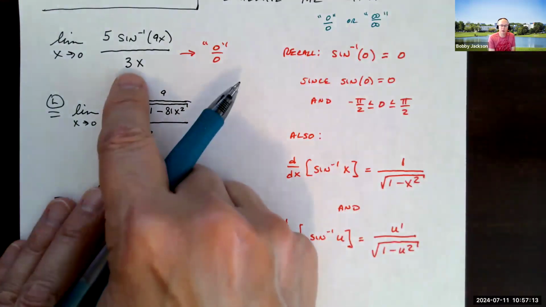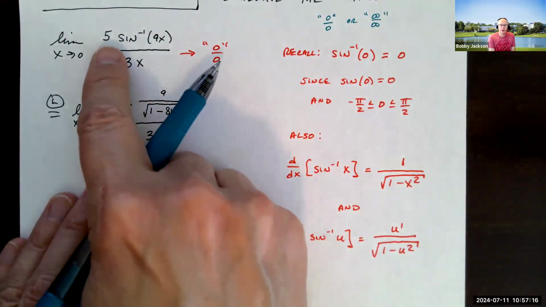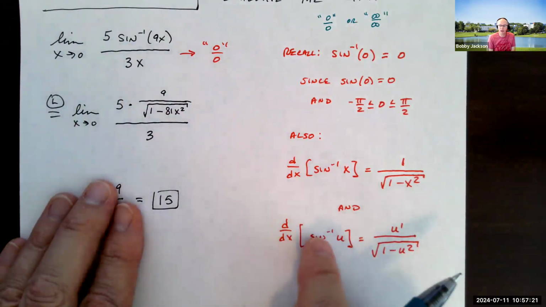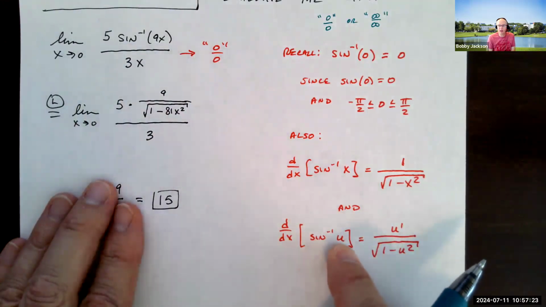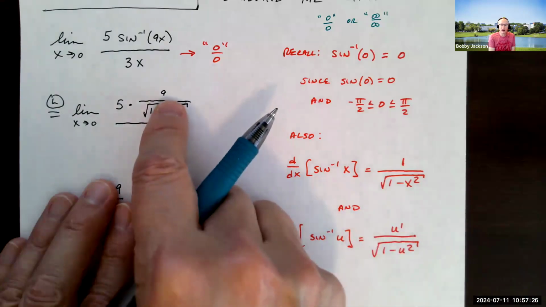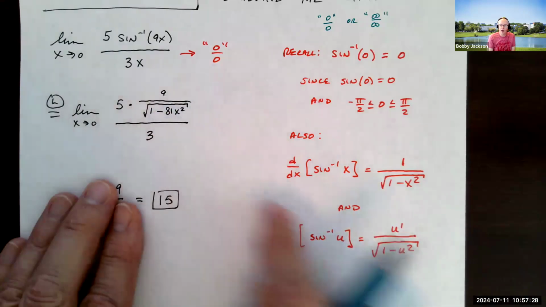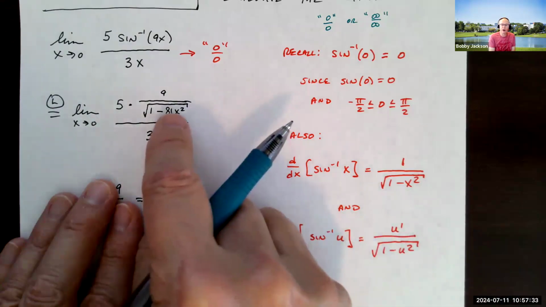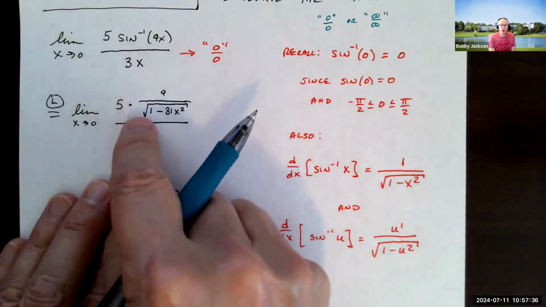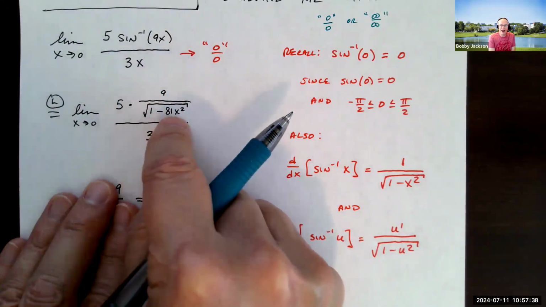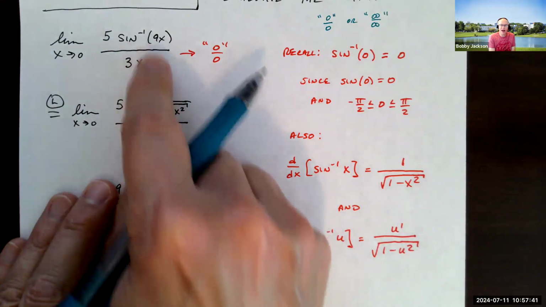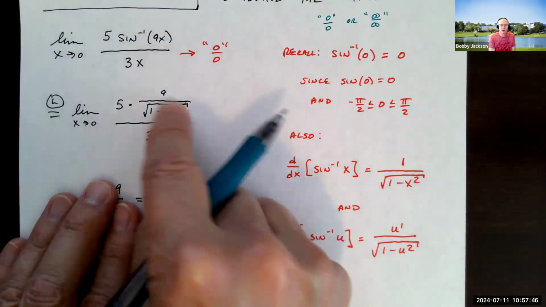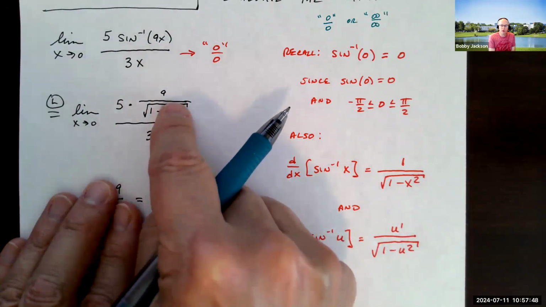And what's the derivative? Well, the derivative of the bottom is easy. It's just 3. The top is 5, a constant multiple, times what? What's the derivative of sine inverse of 9x? Well, that's the chain rule here, where u is 9x. What's the derivative of 9x? It's 9. That's the derivative of the inner function. And then the derivative of the outer function would be 1 over the square root of 1 minus u squared, where u is 9x. So 1 over the square root of 1 minus 9x quantity squared. That's 9 squared, which is 81 times x squared. So there's the derivative of the numerator over the denominator.